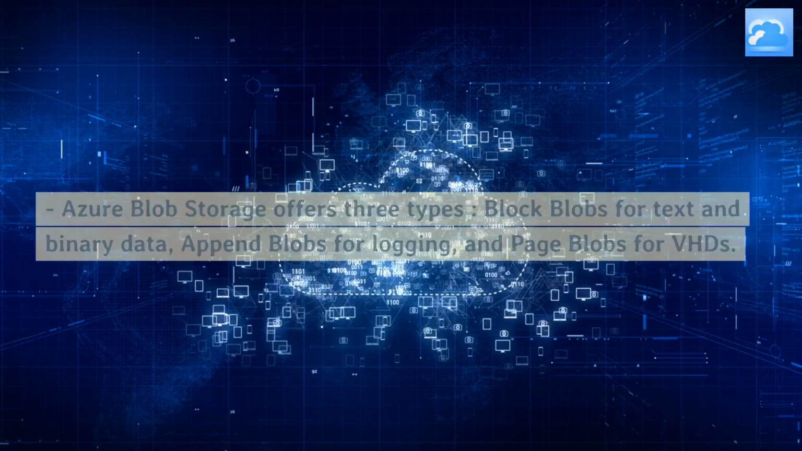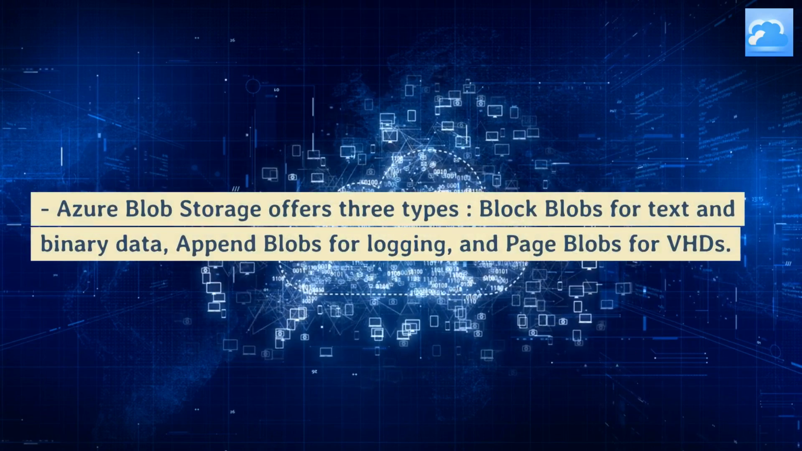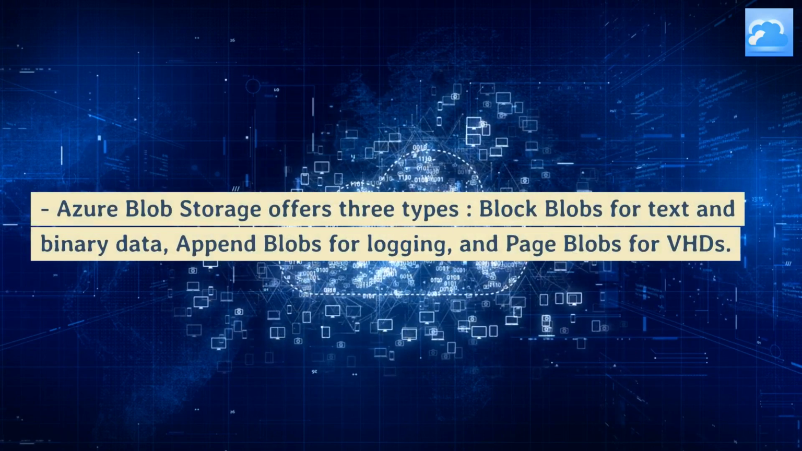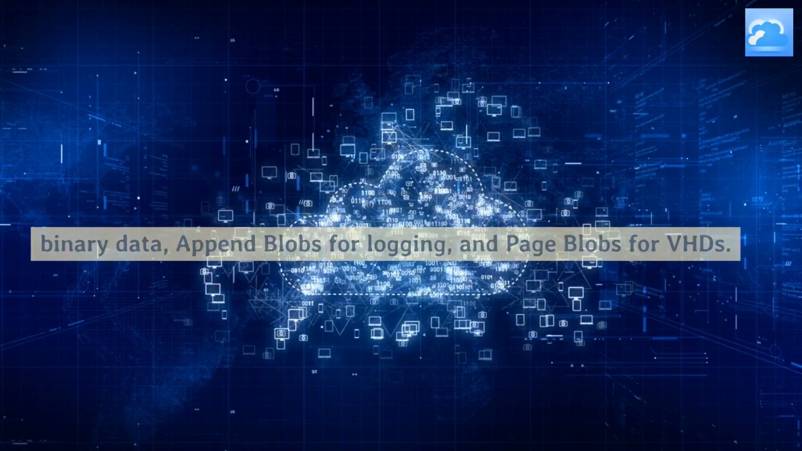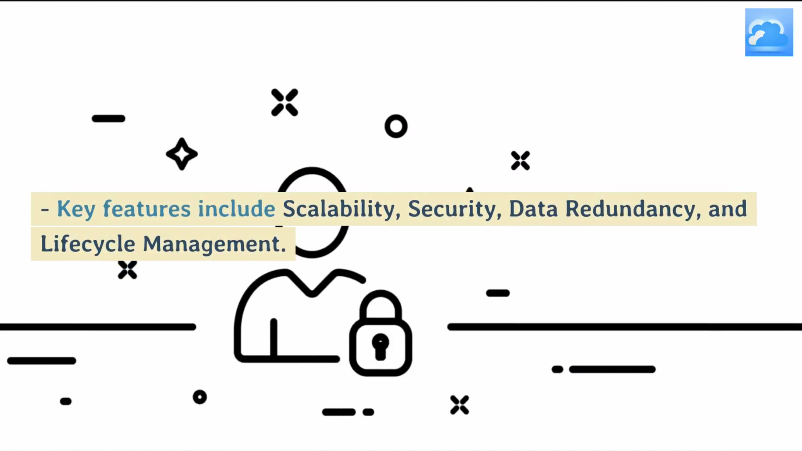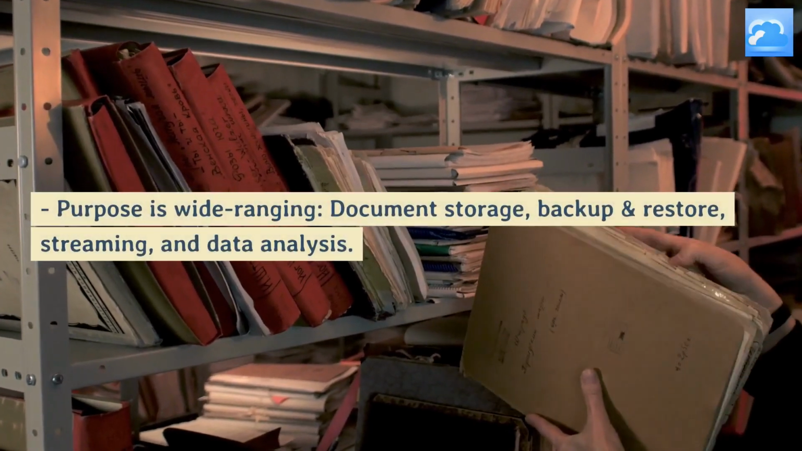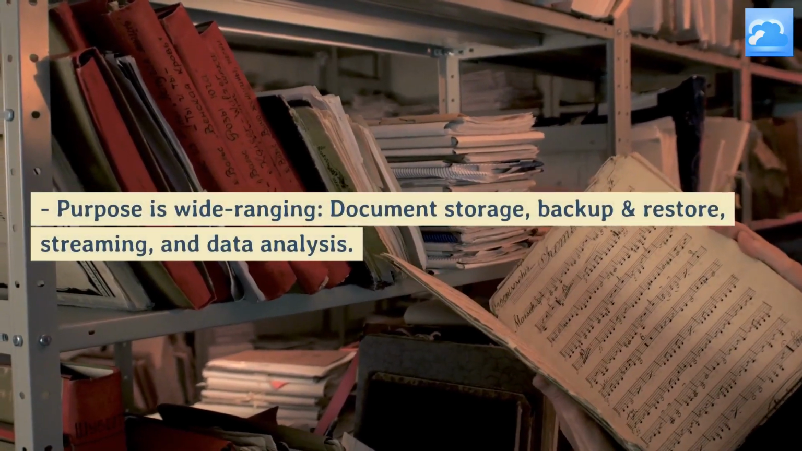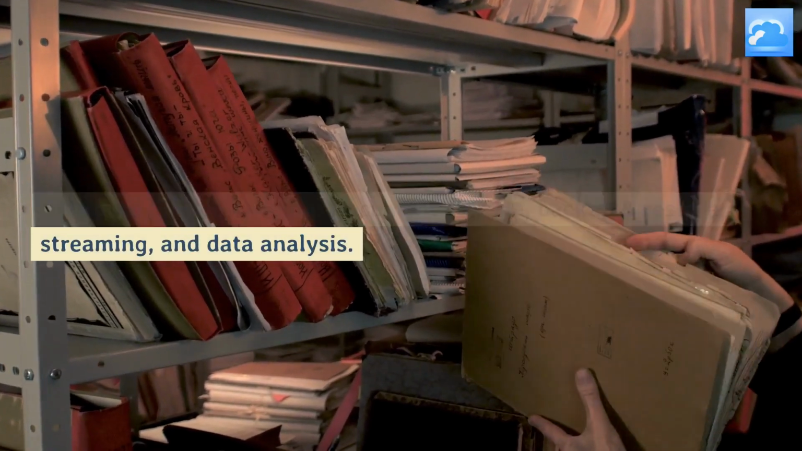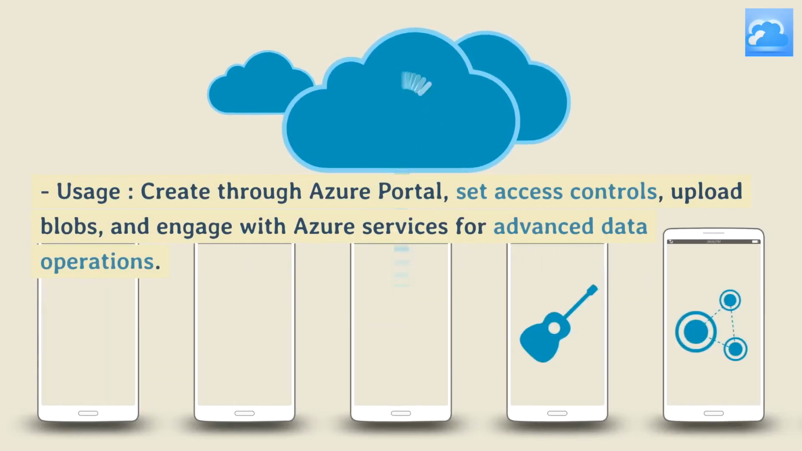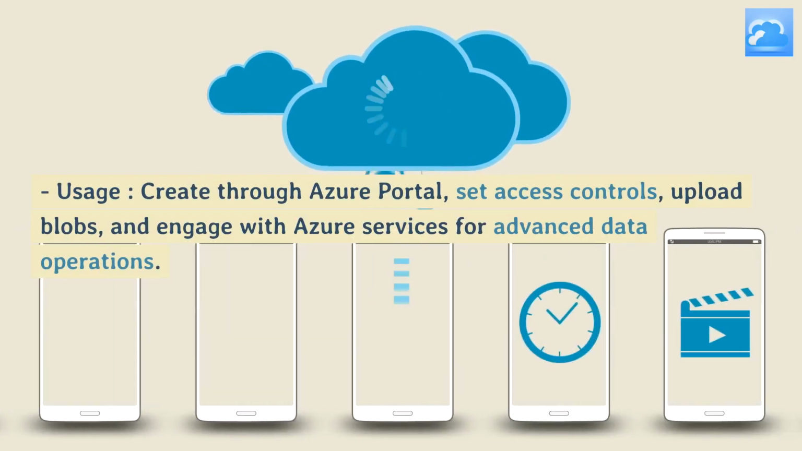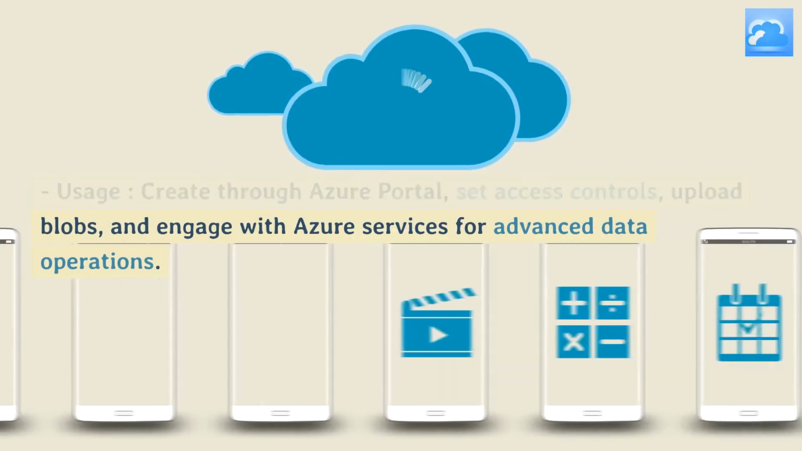Summary. Azure Blob Storage offers 3 types: block blobs for text and binary data, append blobs for logging, and page blobs for VHDs. Key features include scalability, security, data redundancy, and lifecycle management. Purposes wide-ranging: document storage, backup and restore, streaming, and data analysis. Usage: create through Azure portal, set access controls, upload blobs, and engage with Azure services for advanced data operations.